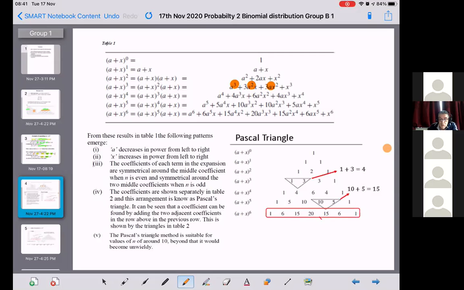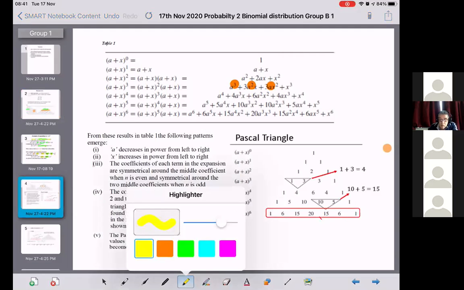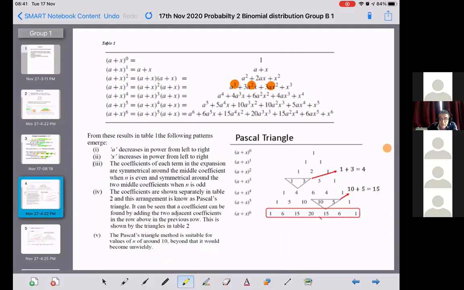We can also note that the index of x increases as we move from left to right. So we've got no x in the first term, x to the 1, x to the 2, x to the 3, x to the 4.